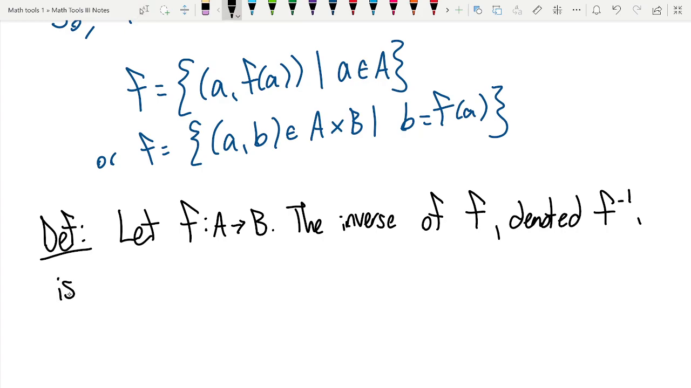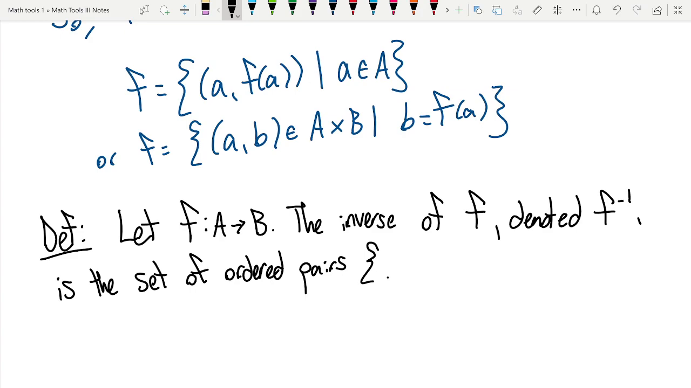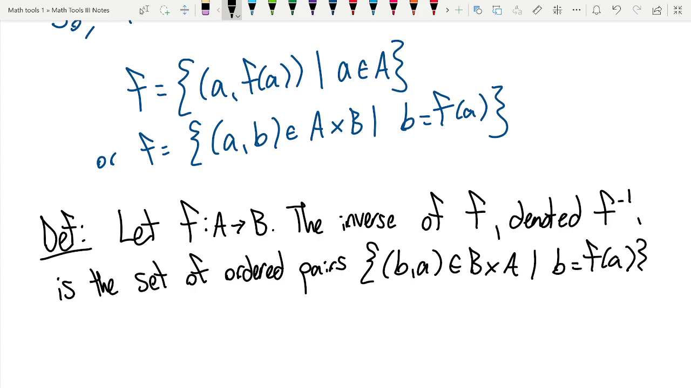So f inverse is the set of ordered pairs (b, a) in B cross A, such that, same thing, b is equal to f of a. So comparing it to this definition up here, the condition over here is the same, b is equal to f of a, but the ordered pairs are just reversed, right? So that's not too surprising given our previous definition of a function.